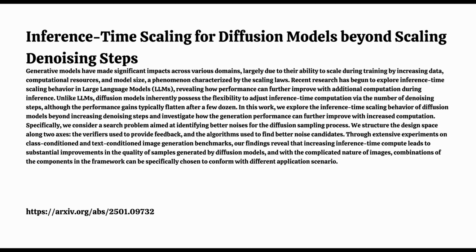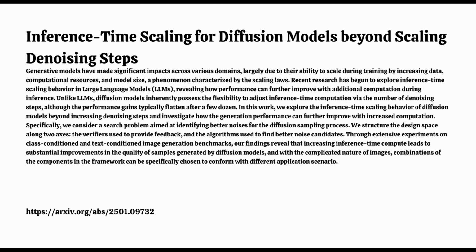Right. Can you walk me through some of the different search algorithms they explored? One approach they call random search simply generates a large number of noise candidates and picks the best one based on the verifier's score. It's a brute force approach, but it can be surprisingly effective. It's like throwing a bunch of darts at a dartboard and hoping one lands close to the bullseye.